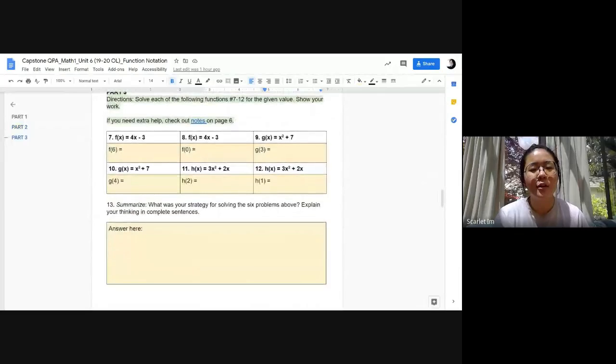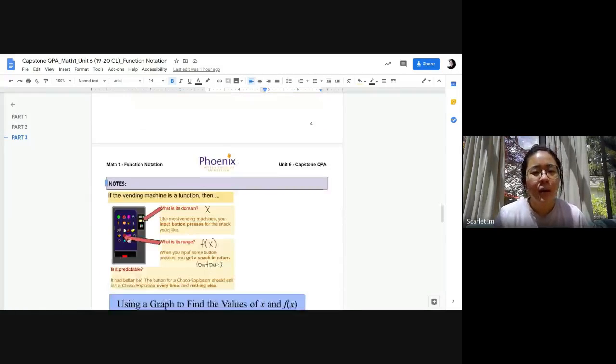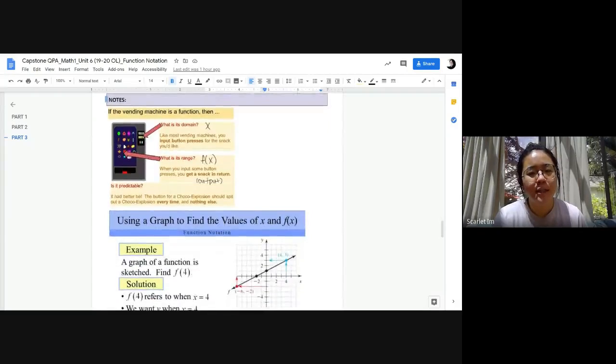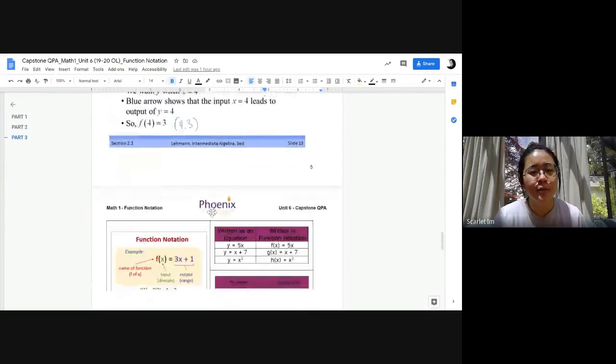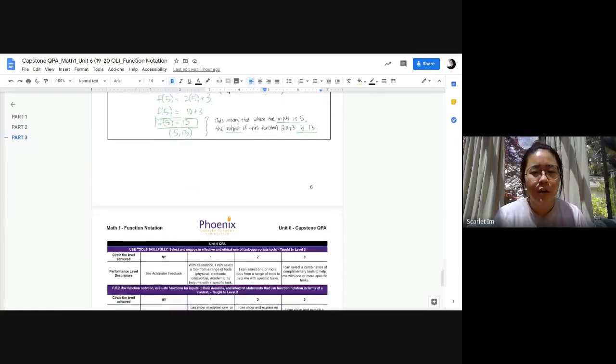And then for part 3, you did for mini QPA 1, which is evaluating functions. Please make sure to show your work, because I need to know your thinking process so I know that you actually understand what you're doing. And then number 13 is basically telling me your problem solving strategies. I do have notes on the back. So on page 5 onward, I have all these notes for you to look at. Let's say you're working on your paper packet or you just got a little stuck. So you want to look at these if you need that extra help.